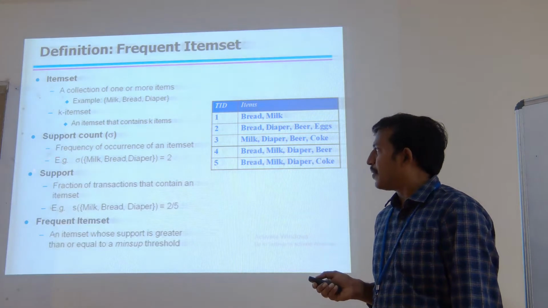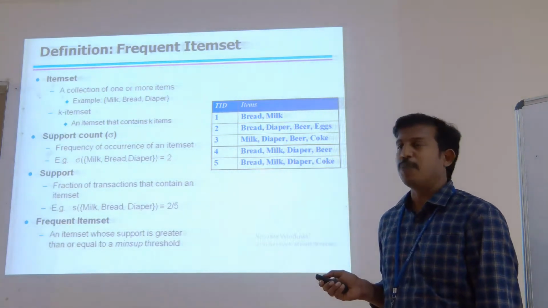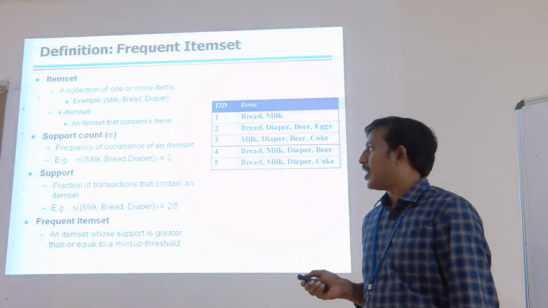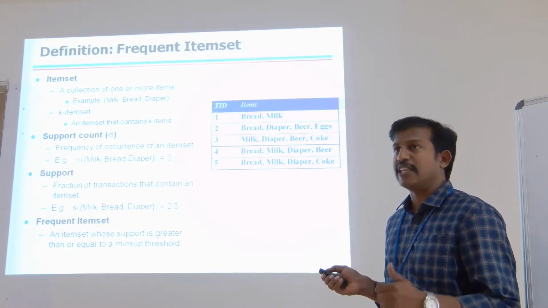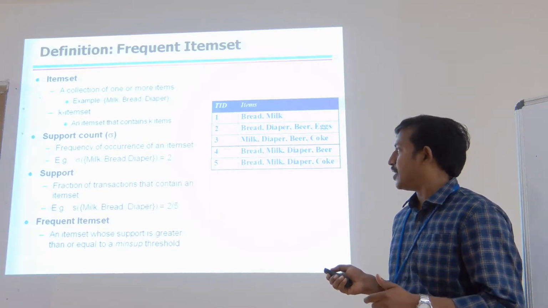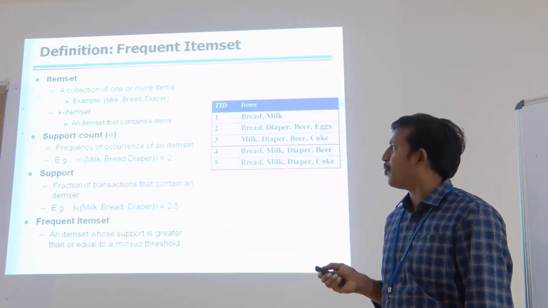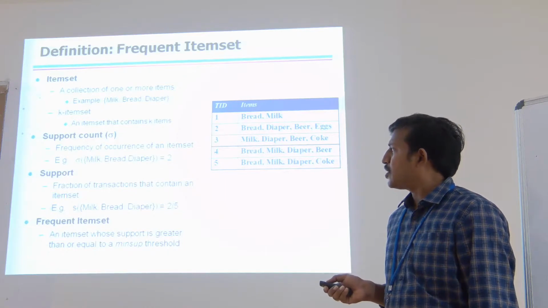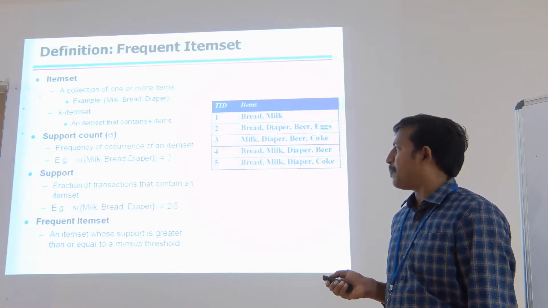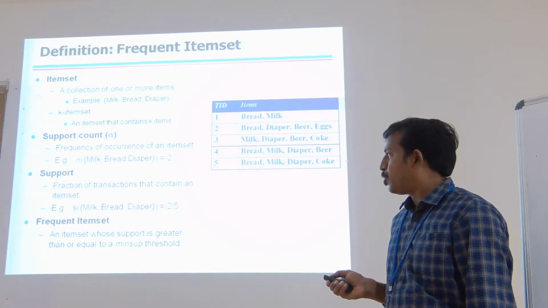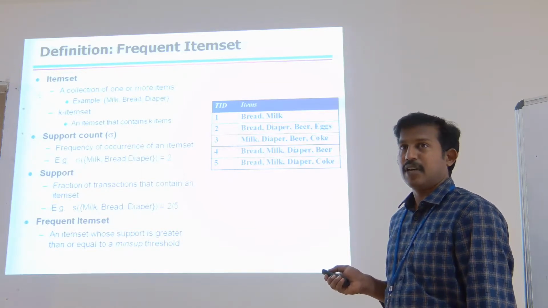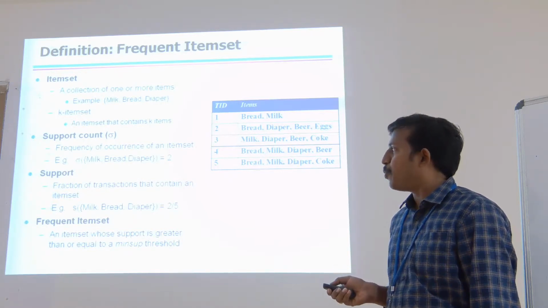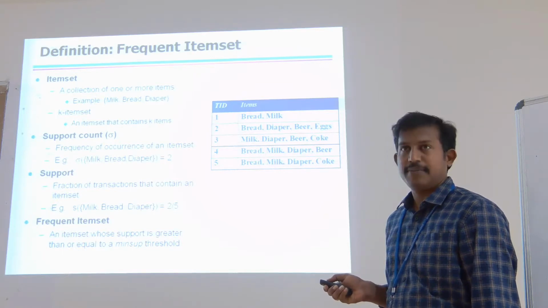Now we will get into the next terminology, support. Support is nothing but the fraction of transactions that contain an item set. For the same item set, s of milk, bread, diaper is equal to 2 by 5, where 2 represents the frequency and 5 represents the total number of transactions in the transaction database. 2 by 5 represents the support of that particular item set.